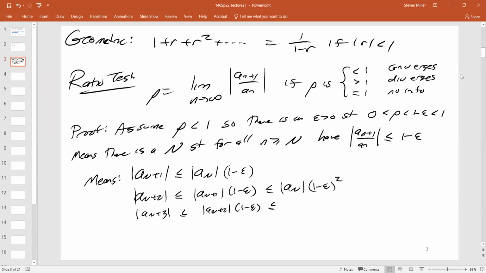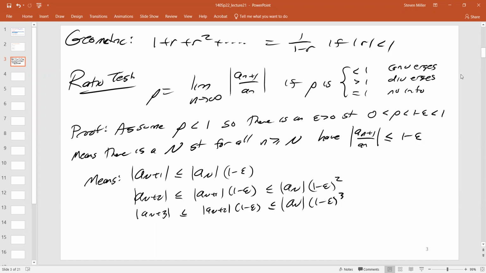Here, |a_n|(1 - epsilon)^3. We just substituted for |a_{n+2}| from the previous line. And so we would then have |a_n|(1 - epsilon)^3. What would the next term be? It would be at most |a_n| times (1 - epsilon)^4, then (1 - epsilon)^5.